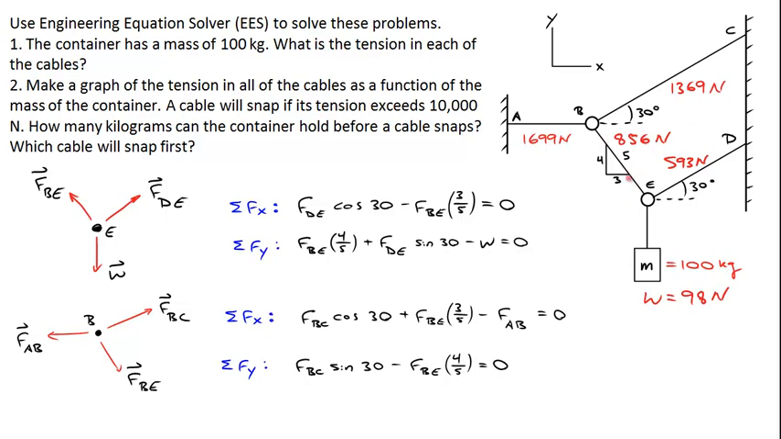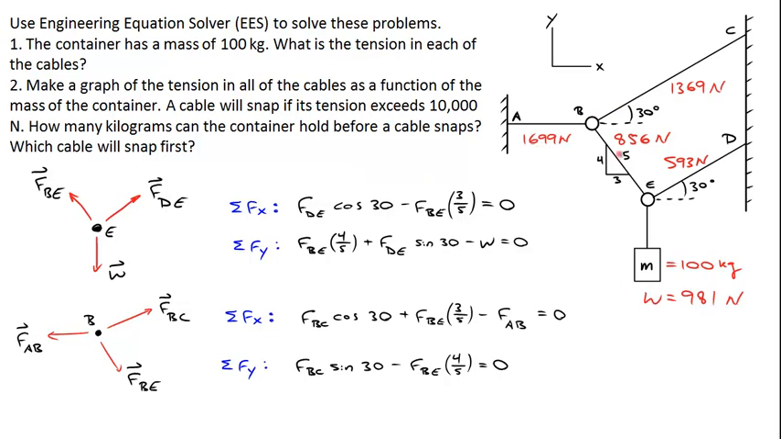The tension in AB is actually greater than the weight, and the tension in BE is actually less than the weight, as is the tension in ED. So let's go on to the second part of the problem. It says a cable will snap if its tension exceeds 10,000 newtons, so how big can this container be?